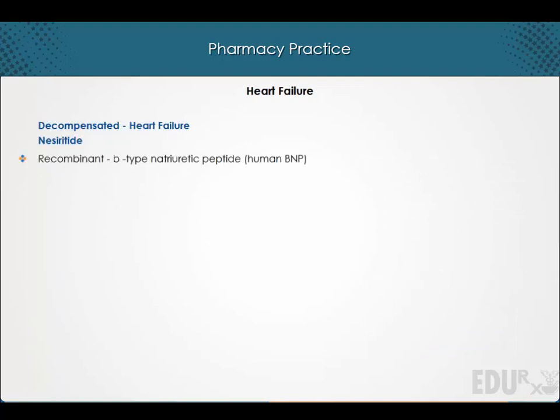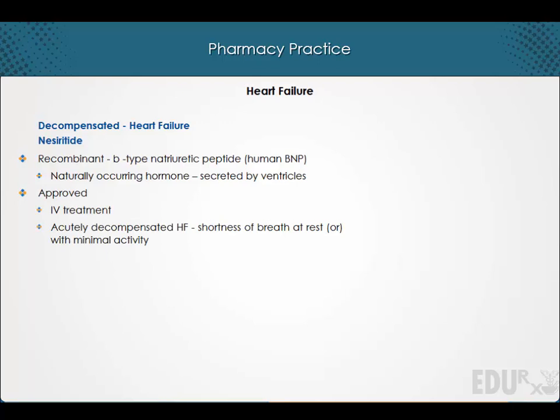Nesiritide is a recombinant form of the human B-type natriuretic peptide, which is a naturally occurring hormone secreted by the ventricles. Nesiritide is approved for the intravenous treatment of patients with acutely decompensated heart failure associated with shortness of breath at rest or with minimal activity.